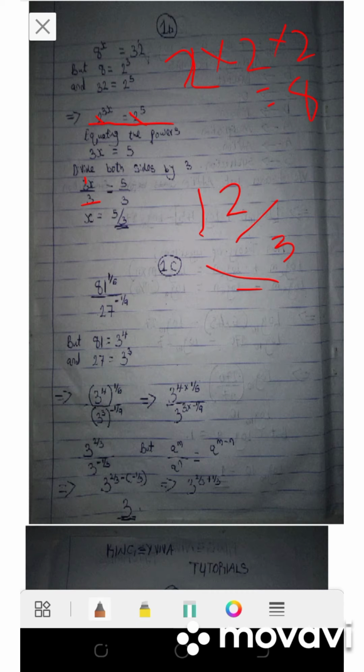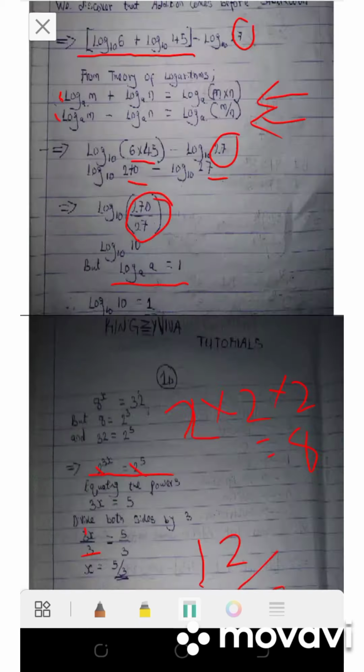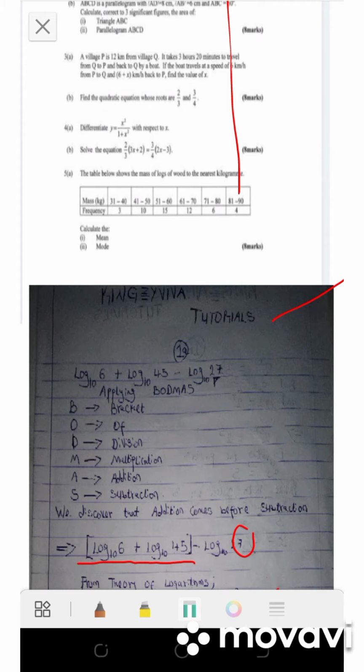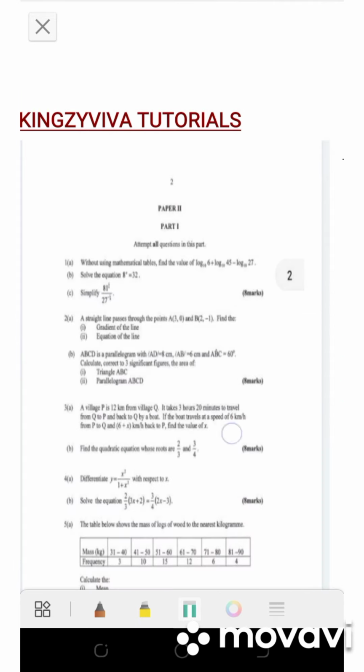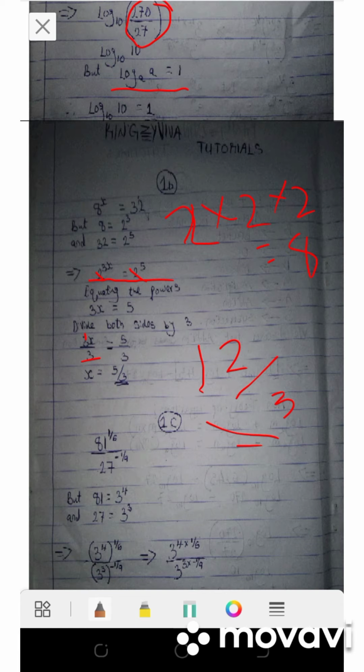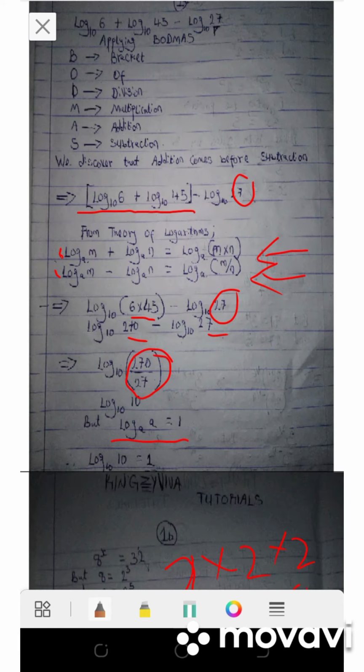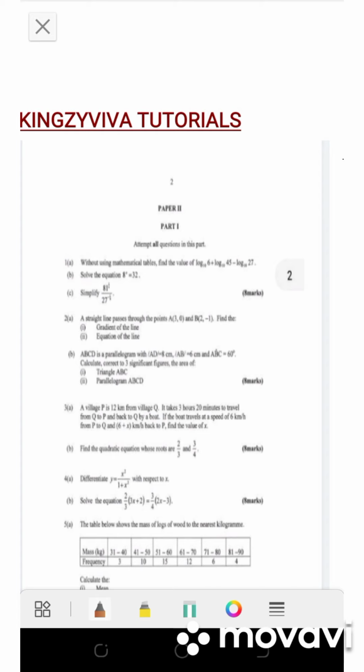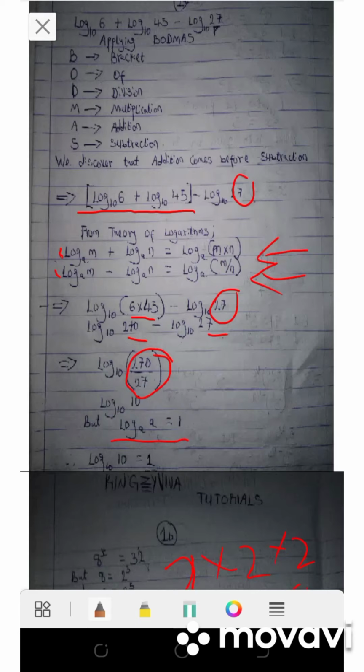Question 1C rather, 81 raised to the power of 1 over 6, divided by 27 to the power of minus 1 over 9.